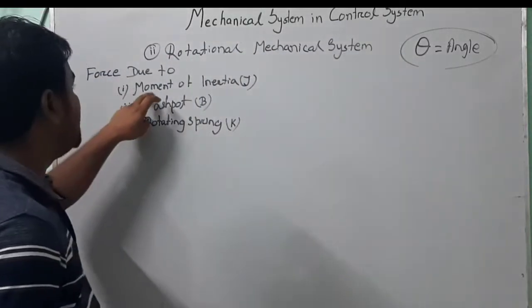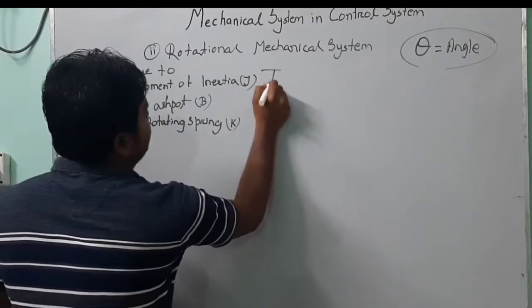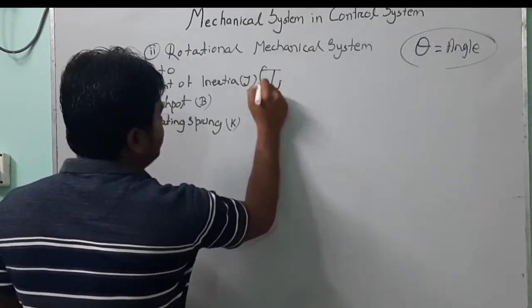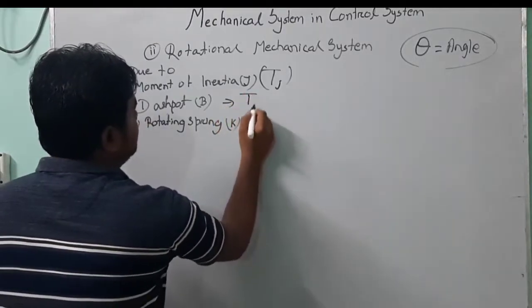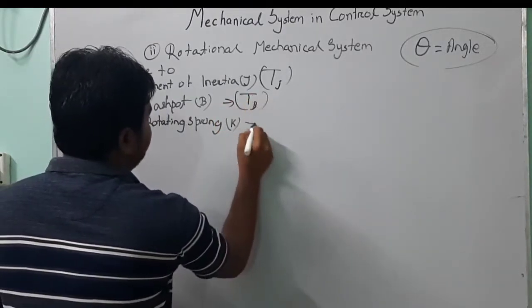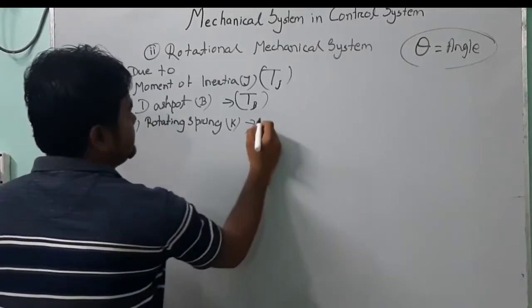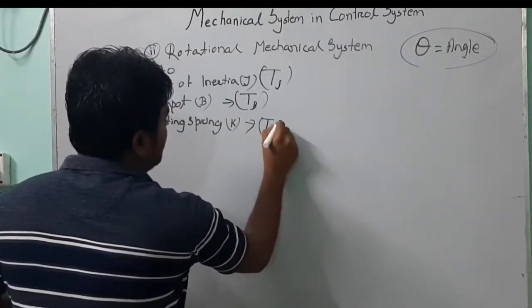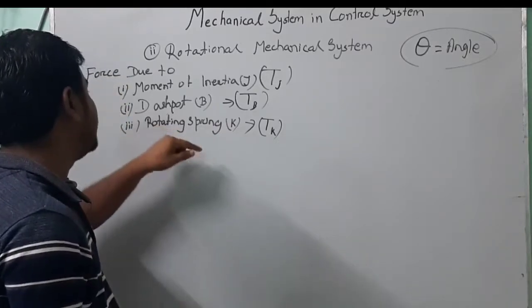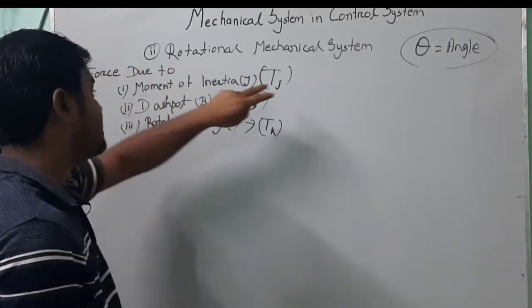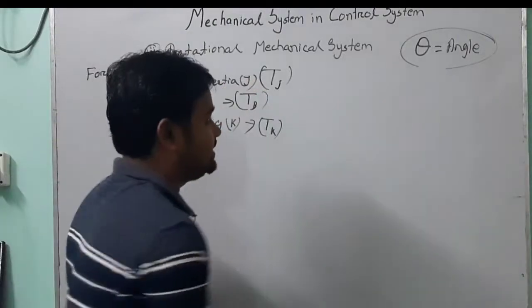So the force due to moment of inertia we get as torque of J, TJ. The torque due to dashpot is TB. The torque due to spring constant is TK. We will study each of them separately. Now first we will study the torque due to moment of inertia J.